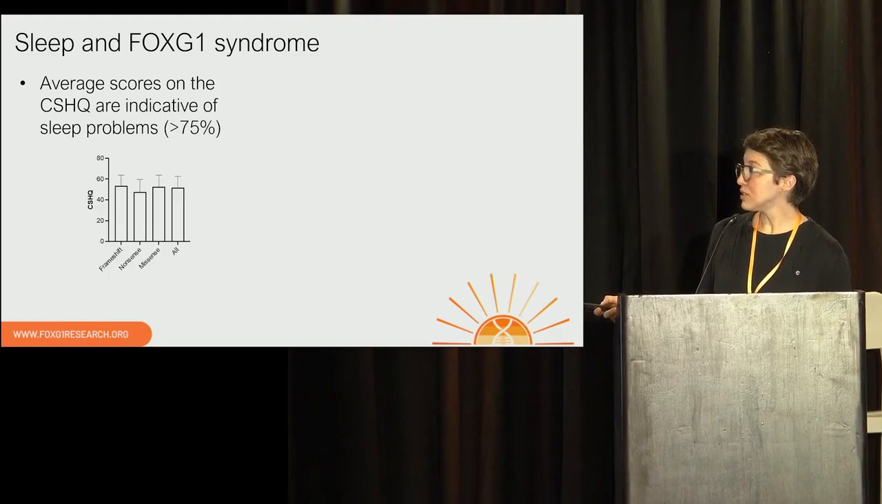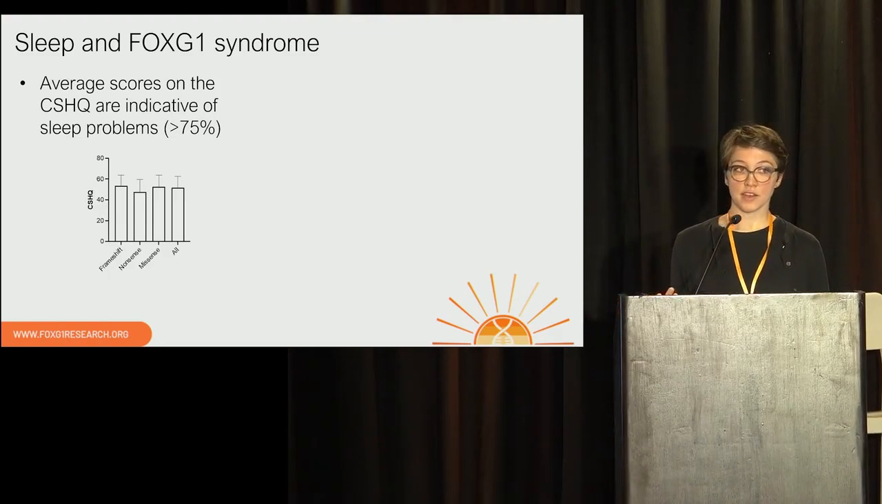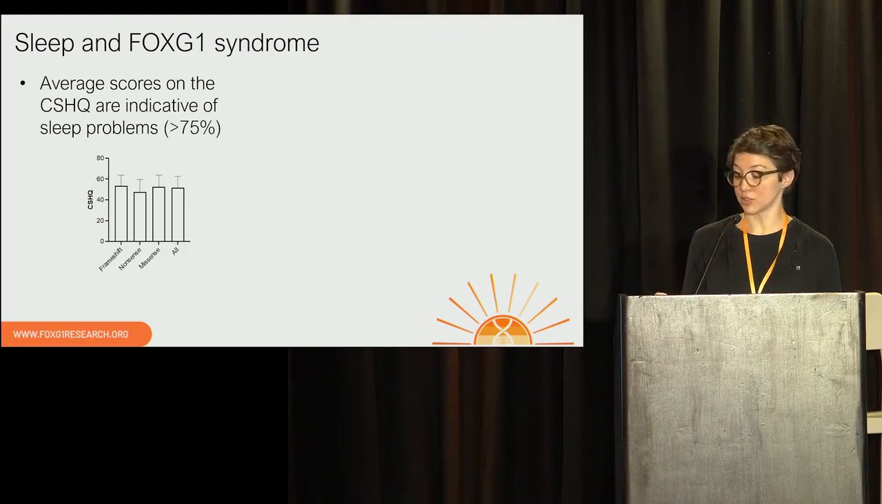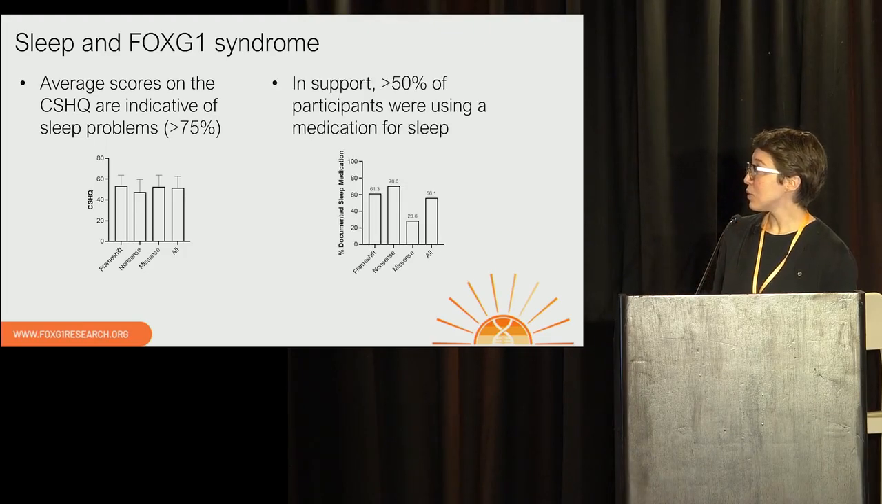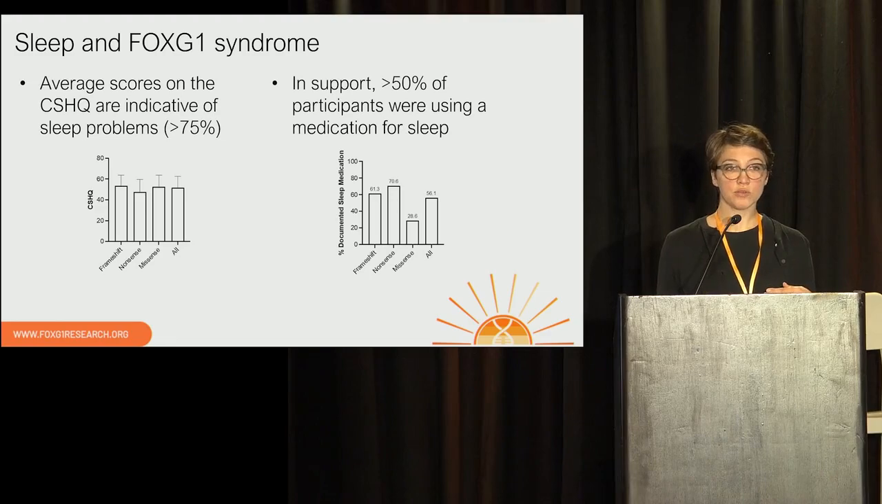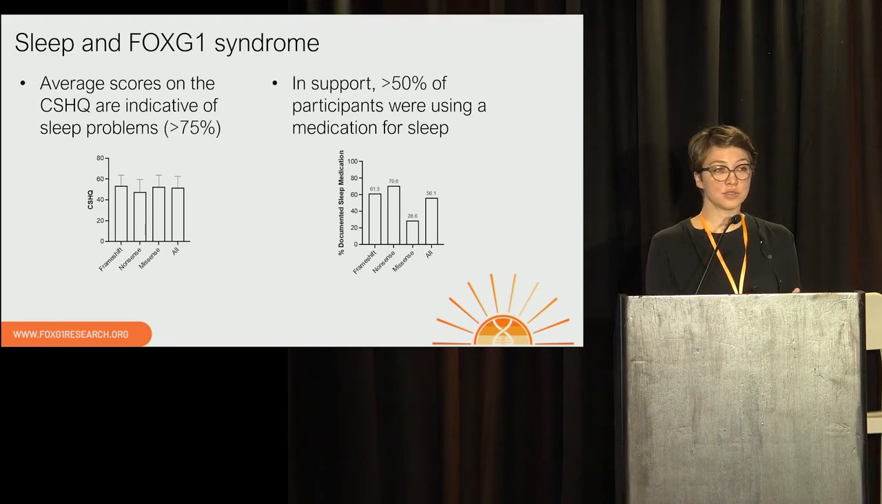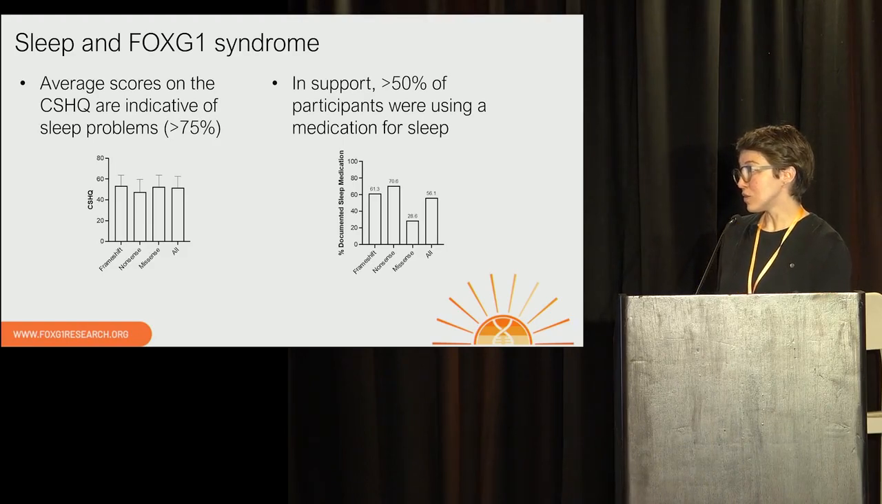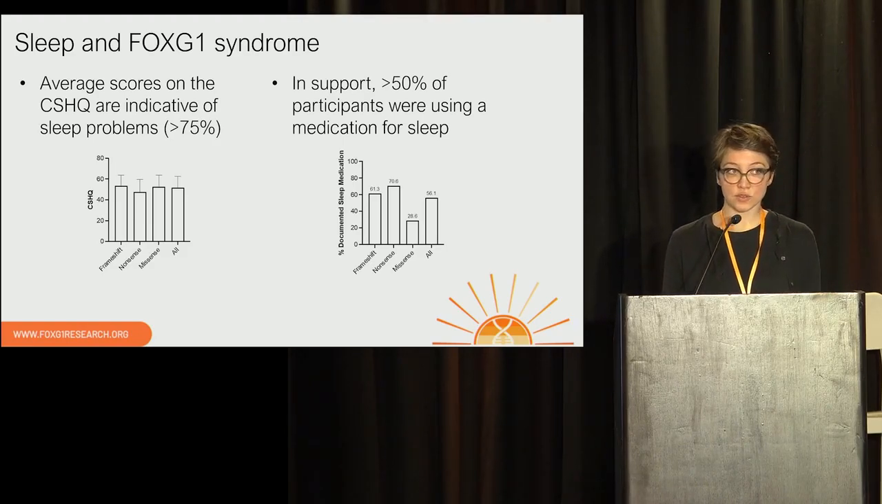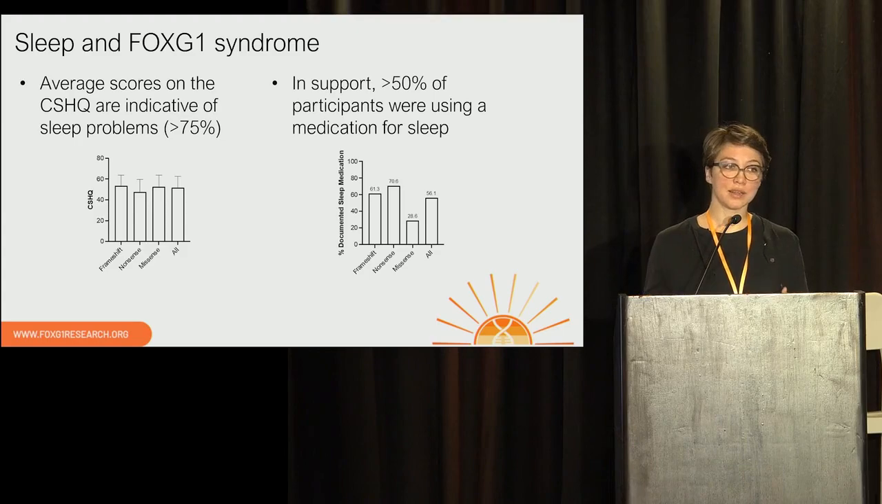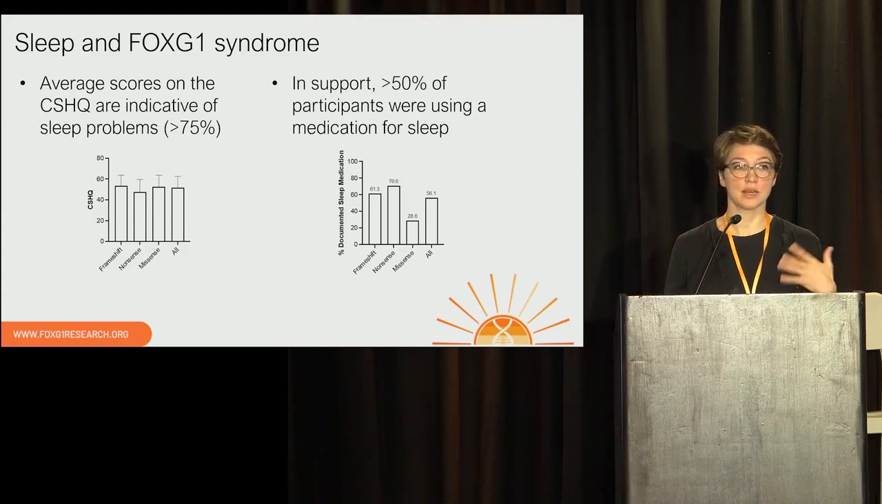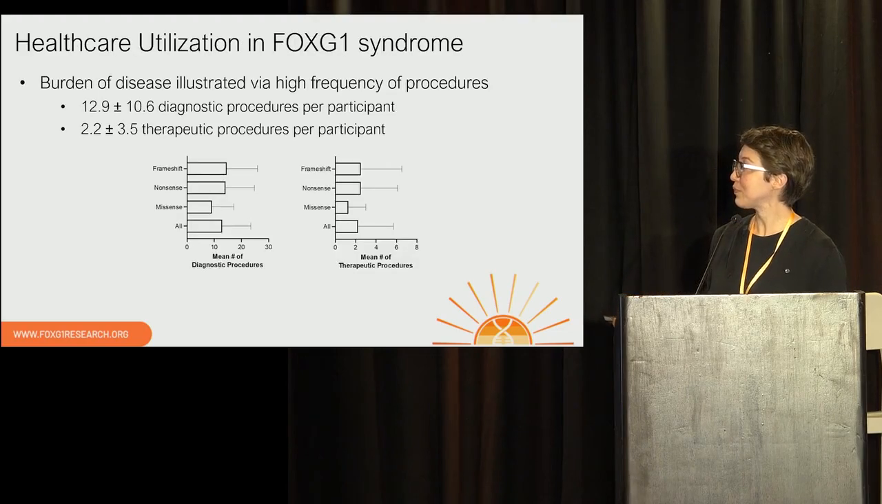And then when we looked individually, more than 75% of respondents had a score indicating that there were challenges with sleep. And in support of that, when we looked at the medical record data, we saw that more than 50% of participants in the natural history study also were taking a medication for sleep. So they were being managed medically either with melatonin or CBD or clonazepam to help manage their sleep.